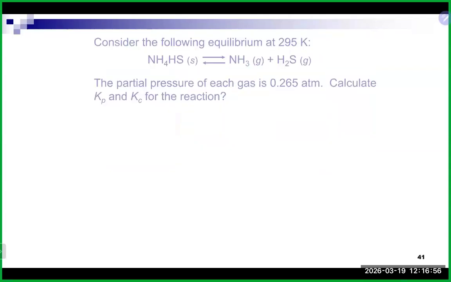So let's take a look at this one. I don't think we did this one, so why don't we give this one a go? Consider the following equilibrium at 295. The partial pressure of each gas is 0.265. We're looking for both the Kp and Kc value. So take a few moments, see what you come up with here.